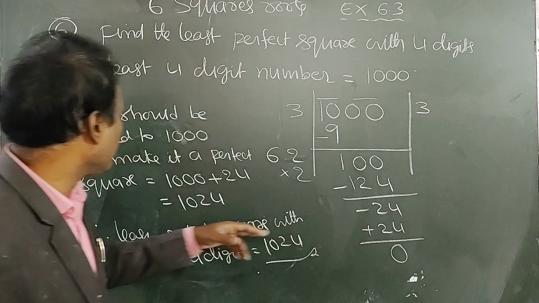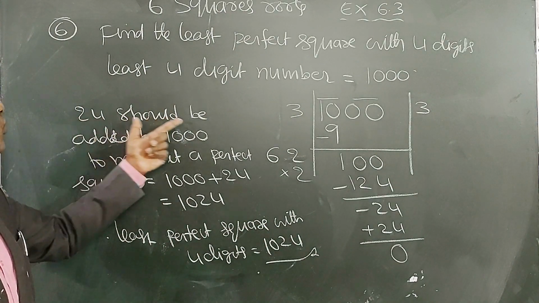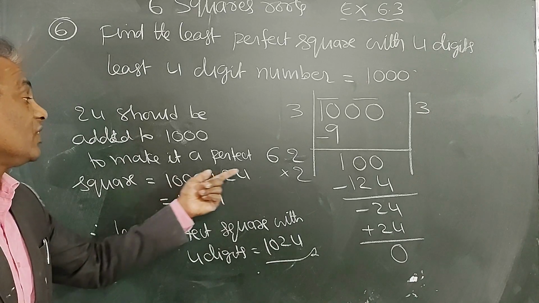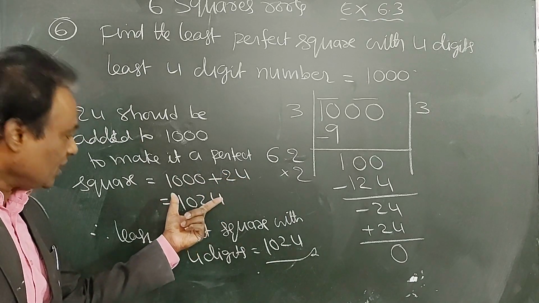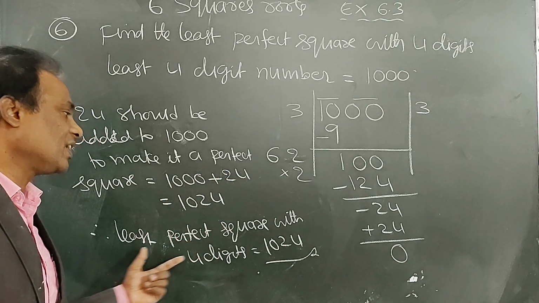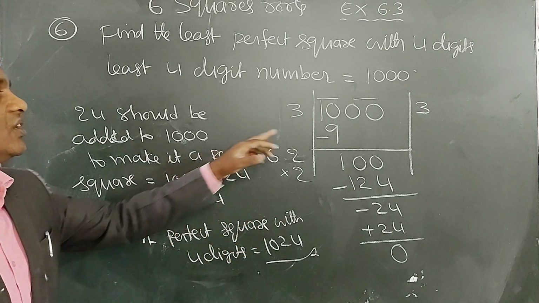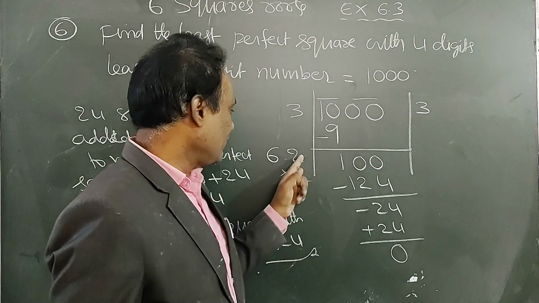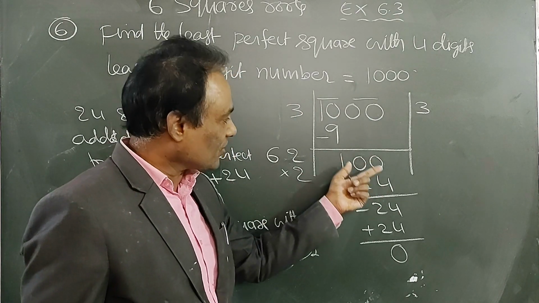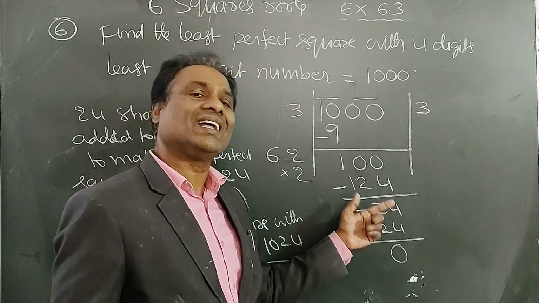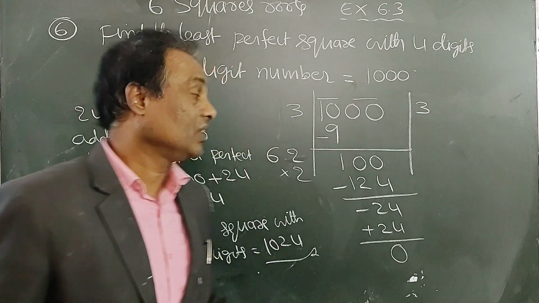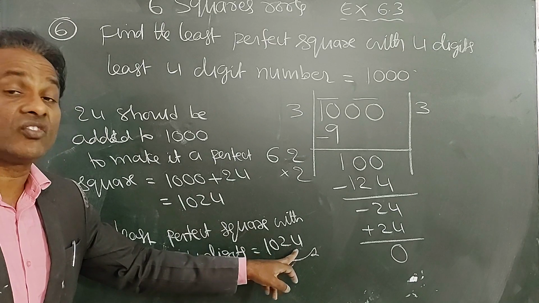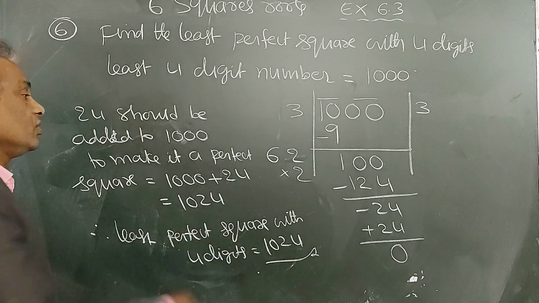So that means 24 should be added to 1000 to make it a perfect square. That means when 24 is added, it will become 1024. If it is 1024, then perfectly it is a perfect square. 62 into 62 is 1024, minus 1024, 0. That is the process. So therefore, the least 4-digit perfect square is 1024. So this is the process.